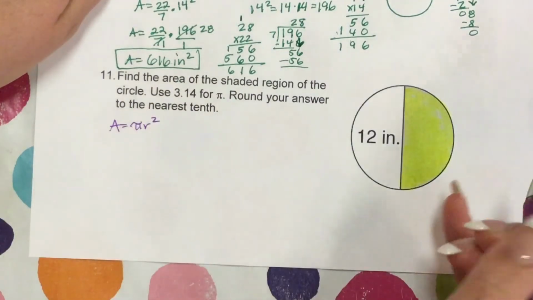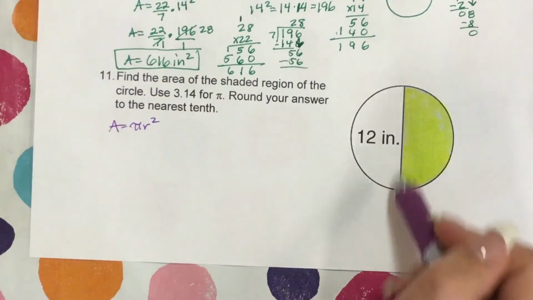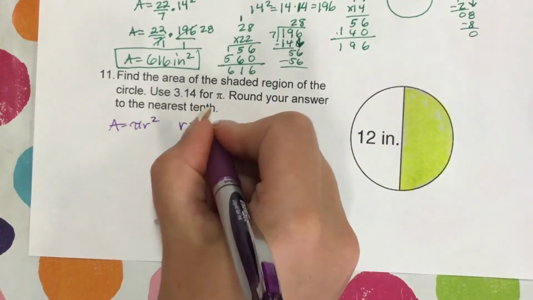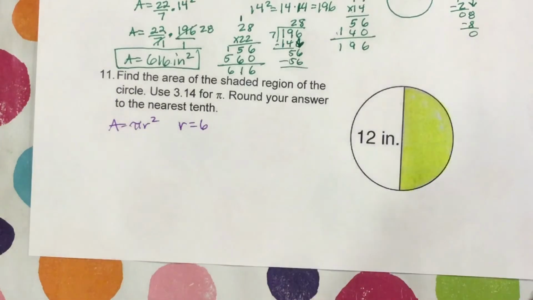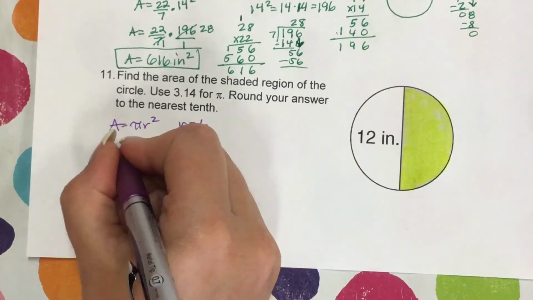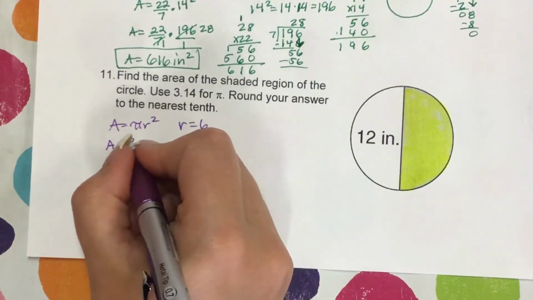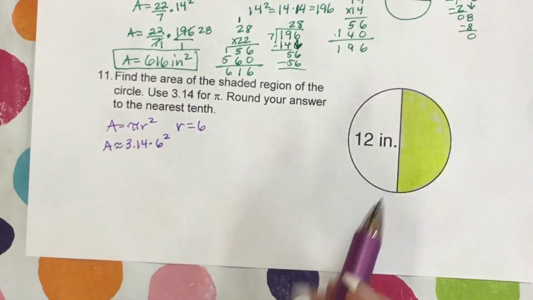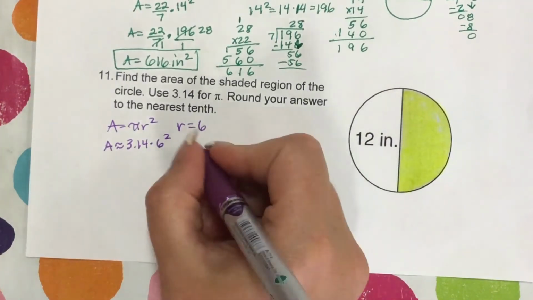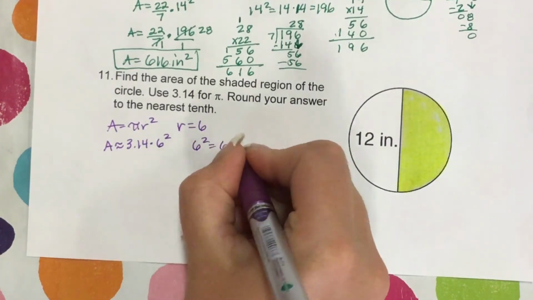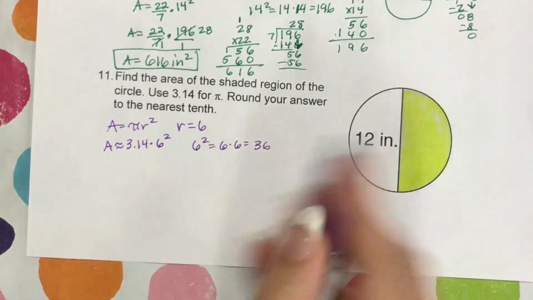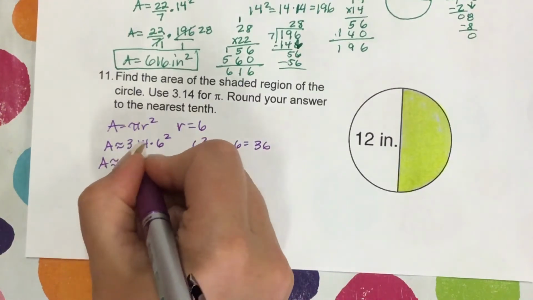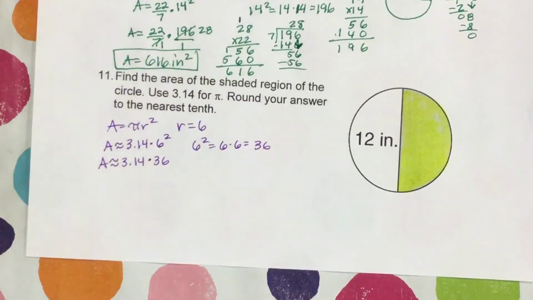pi r squared. Okay, our radius is going to be half of the diameter, which would be 6. So the radius is going to be 6. We're going to substitute in our values. Area is approximately 3.14 times 6 squared. Order of operations says we have to do the exponents first, and we know that 6 squared is the same thing as 6 times 6, which is equal to 36. So I'm going to substitute 36 in for 6 squared. I get the area is approximately 3.14 times 36.